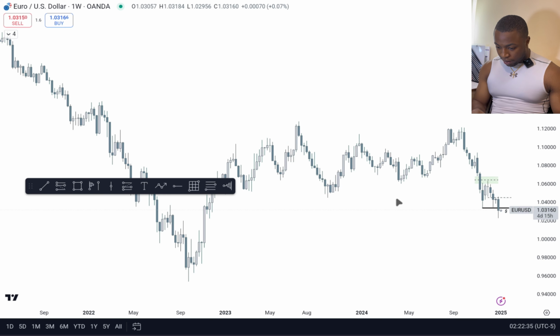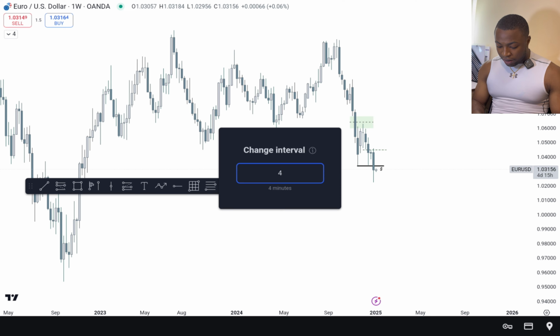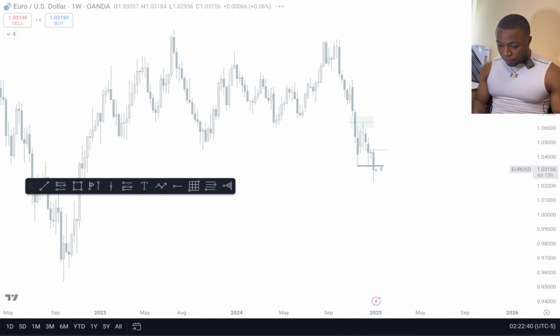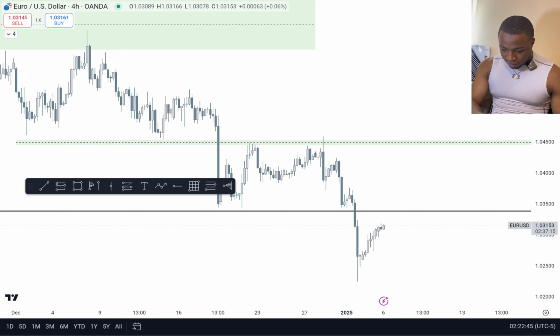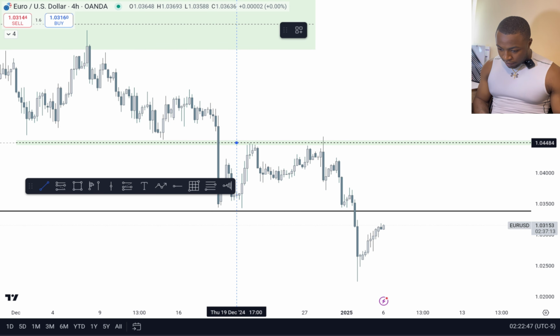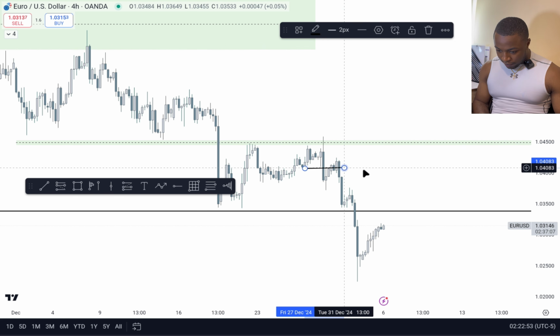Okay, then my entry from the weekly is always the 4-hour. Then I went into the 4-hour. If you see here, we had a market structure shift here. We had a market structure shift.